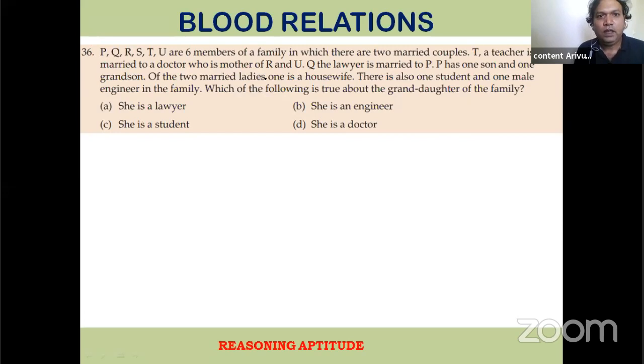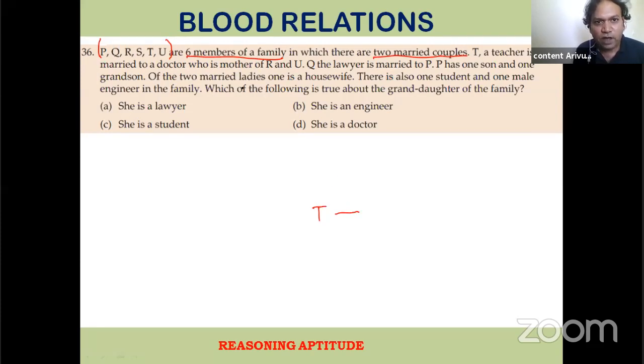Okay. So first of all, there are 6 members of a family. The names are given to you: P, Q, R, S, T, and U. There are 2 married couples. T, a teacher, is married to a doctor. So let's make it here. T is a teacher married to a doctor.